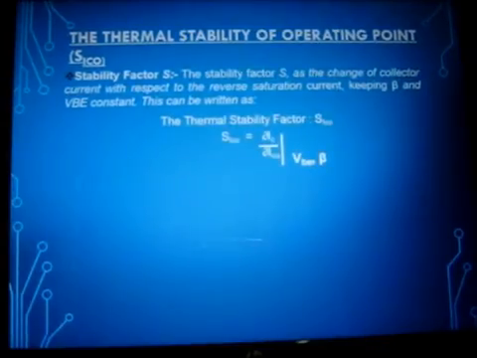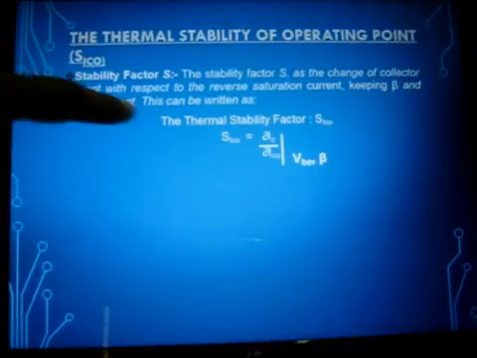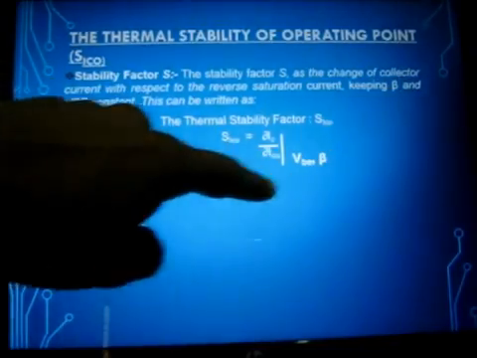Stability factor is given as S. The stability factor S is the change of collector current with respect to the reverse saturation current, keeping beta and VBE constant. Previously we have known the three parameters, that is beta, ICO and VBE. In this case, the stability factor is the change of collector current with respect to the reverse saturation current, keeping beta and VBE constant.